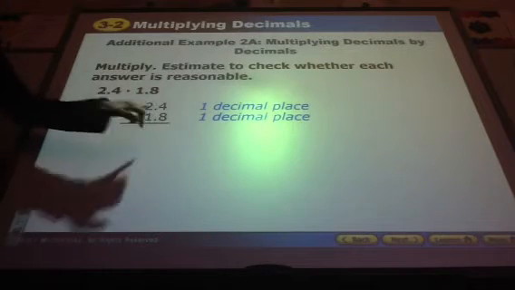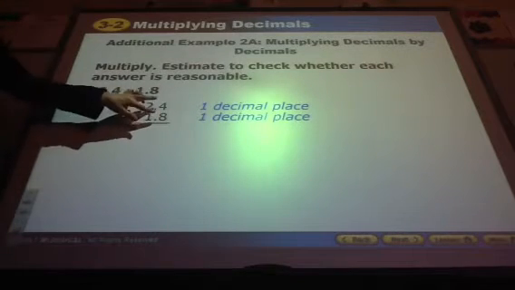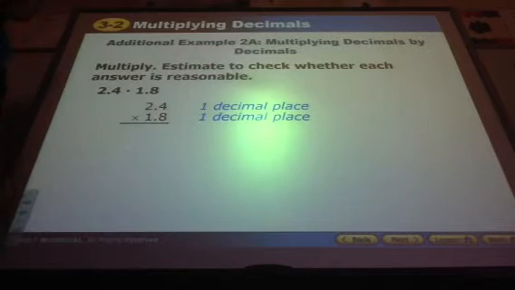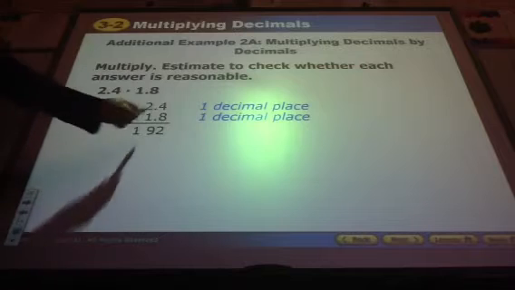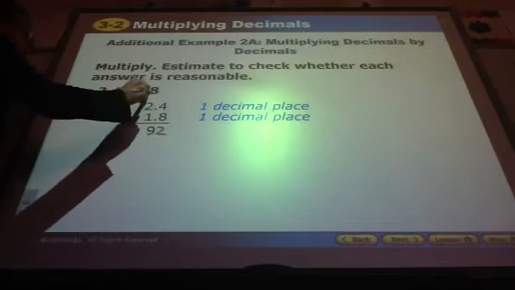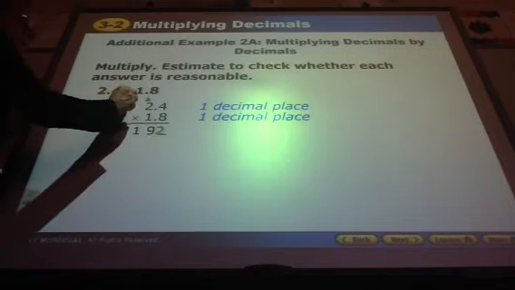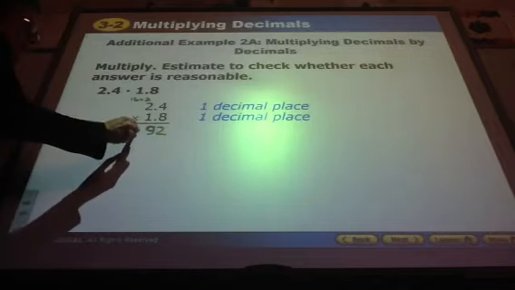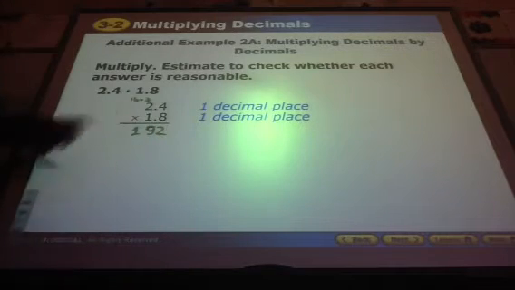We have 1 decimal place in the 2 factors. So our product is going to have, of course, 2 decimal places. And when we multiply, we get 8 times 4 is 32. Carry the 3. 8 times 2 is 16, and we're going to add 16 and 3. That's where we get the 19 here. And then in the second row, that's a 9.